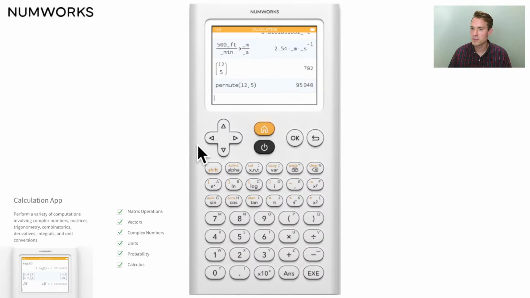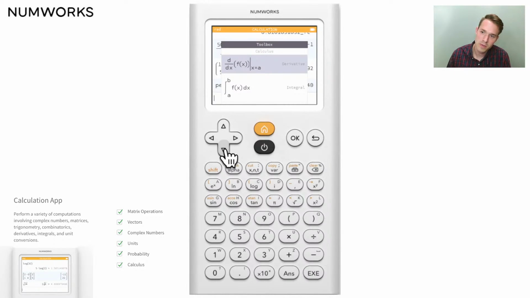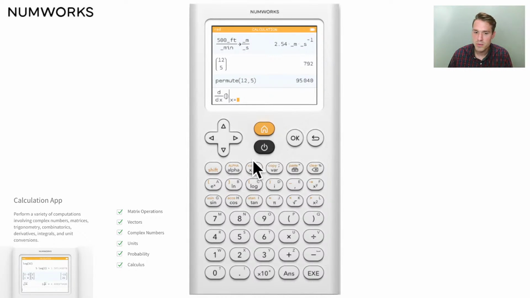All right, and then lastly, to wrap up the calculation application, let's do a little bit of calculus. So what I'd like to do is pull up in the toolbox the calculus submenu, and we see that there are 4 things that we can do. We can evaluate a derivative, we can evaluate an integral, a sum, and a product. And what I want to do is evaluate the derivative. Let's do the derivative of x squared minus 3. So I'm going to grab x squared minus 3, and let's evaluate this derivative at x equals 4. And we get that that derivative is 8.